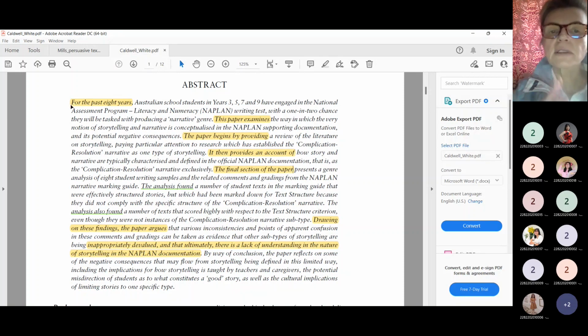So the first sentence is the focus. Then we have a disturbance. The disturbance is the way in which the very notion of storytelling and narrative is conceptualized in the NAPLAN supporting documents. And then we have the paper begins. So then we did this, then we did this, then we did that. What stage in the structure of texts is about saying what we did? Which stage is characterized by these movements? We did this, we did that, then we did that.